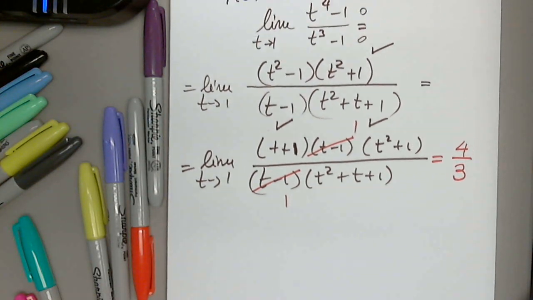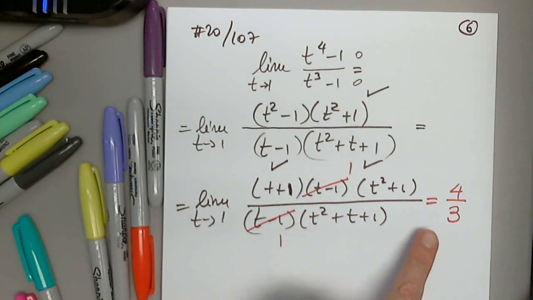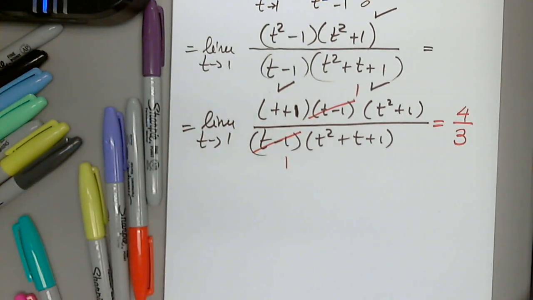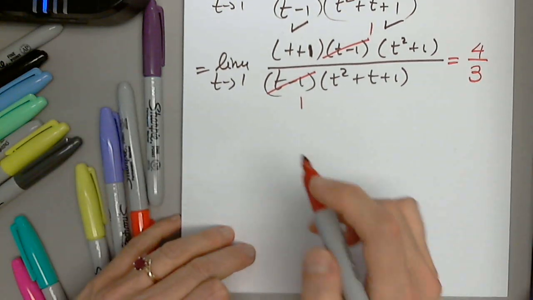Could you have guessed from the beginning that 0 over 0 eventually turned into 4 over 3? No, of course not. Any questions? Yes, please. How did you factor t cubed minus 1? Yes, it's the difference of cubes formula.